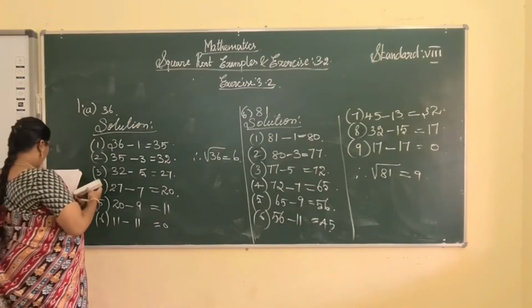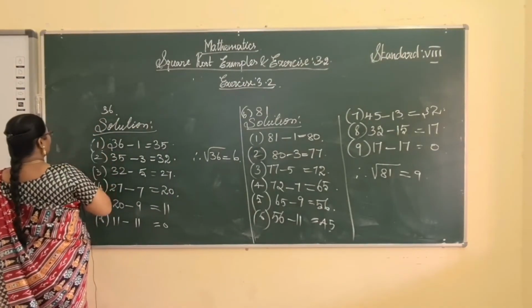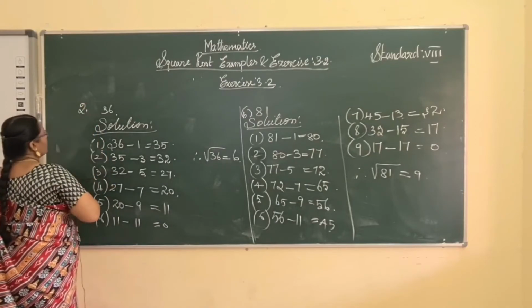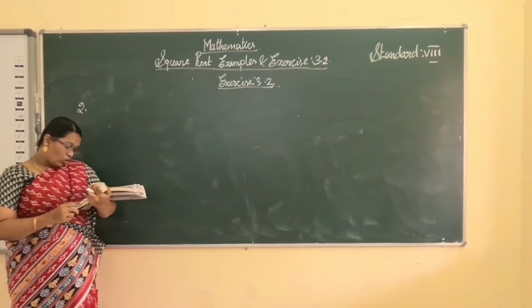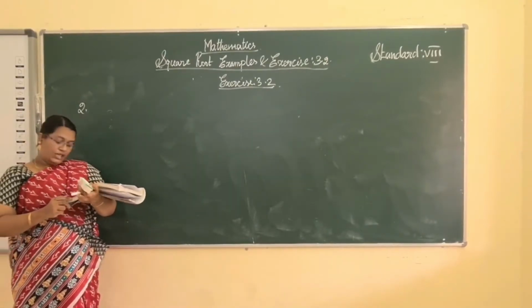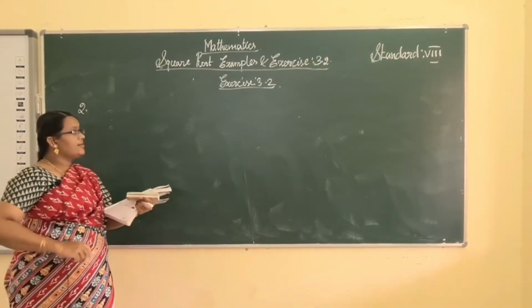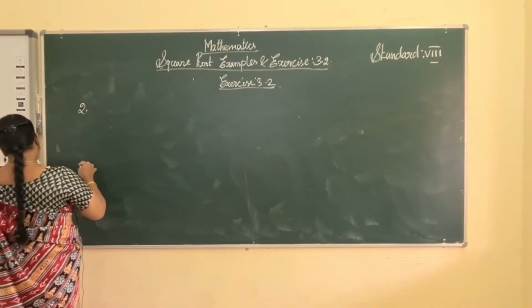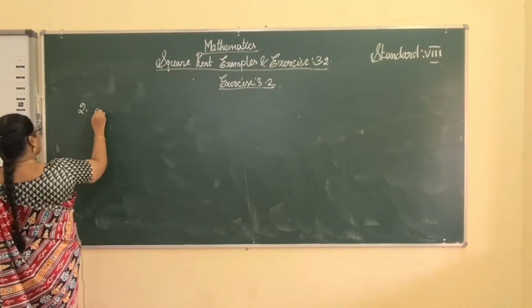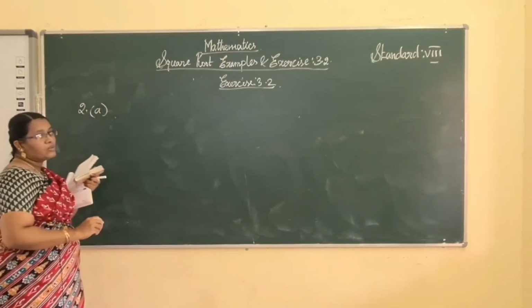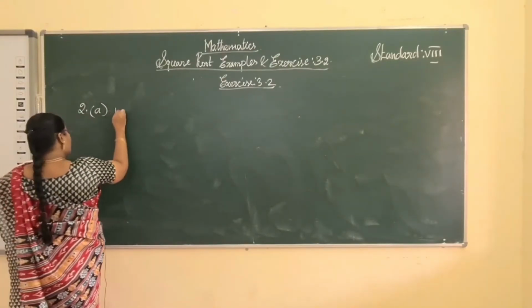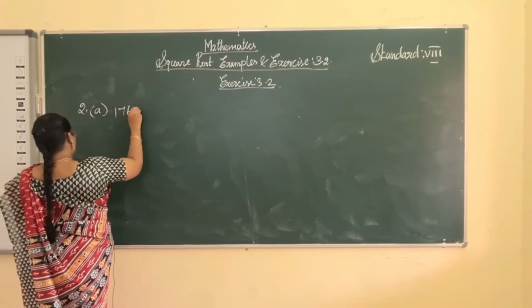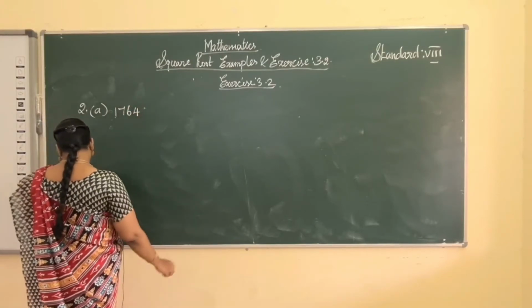Okay, now see the next problem, problem 2. Second one, find the square root of the following numbers by using their ones and tens digits. Ones and tens digits. Okay. The first problem, we use the ones and tens digits method. So 1764 is the first problem.